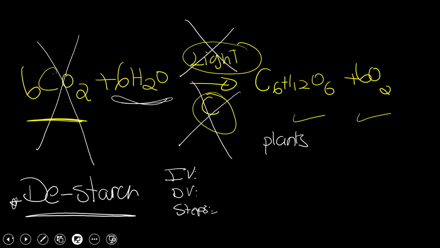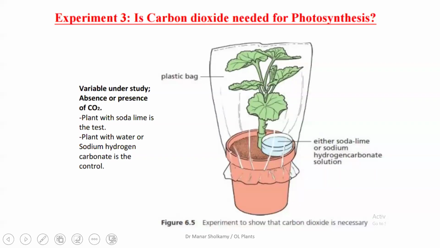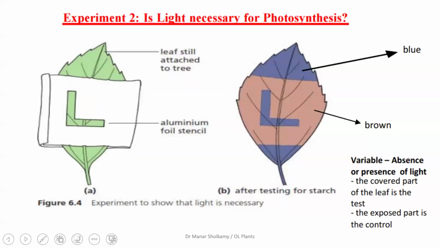That's why I'm telling you, I don't want you to memorize. I want you to understand what's happening. Let's go back to the experiments. The experiments are very easy. Experiment number one. Is light necessary for photosynthesis? We want to know the answer to this question.